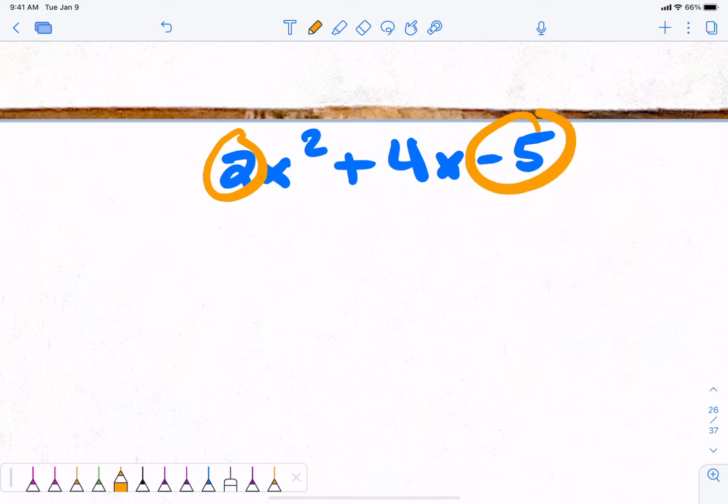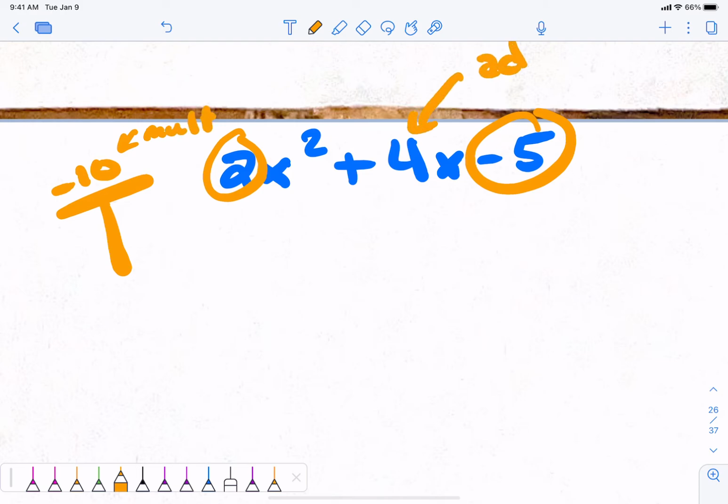So 2 times negative 5 is negative 10. Now we need multiples of negative 10 that multiply to get negative 10, but when I add them, give me 4. Multiples of negative 10 would be 1 and 10 and 2 and 5. Which one of those will give me 4 if I add them? None. So this is not a complex trinomial, even though it kind of looks like one.